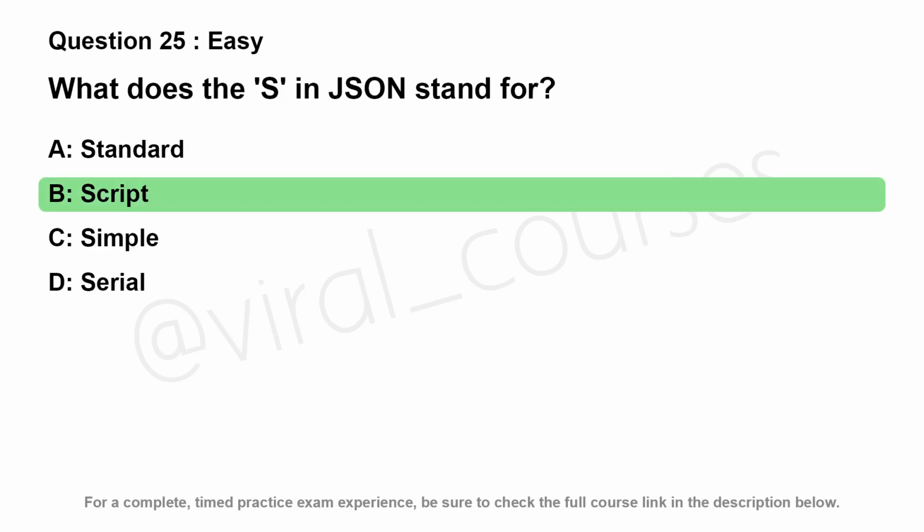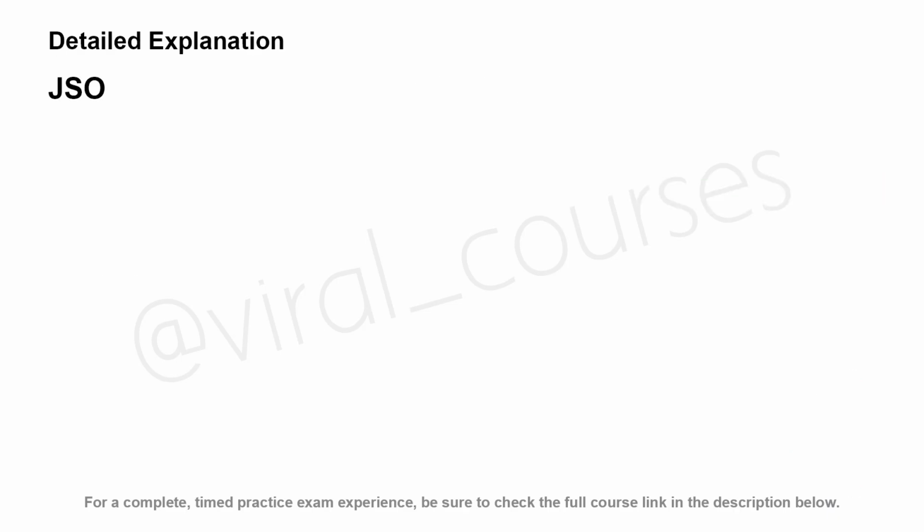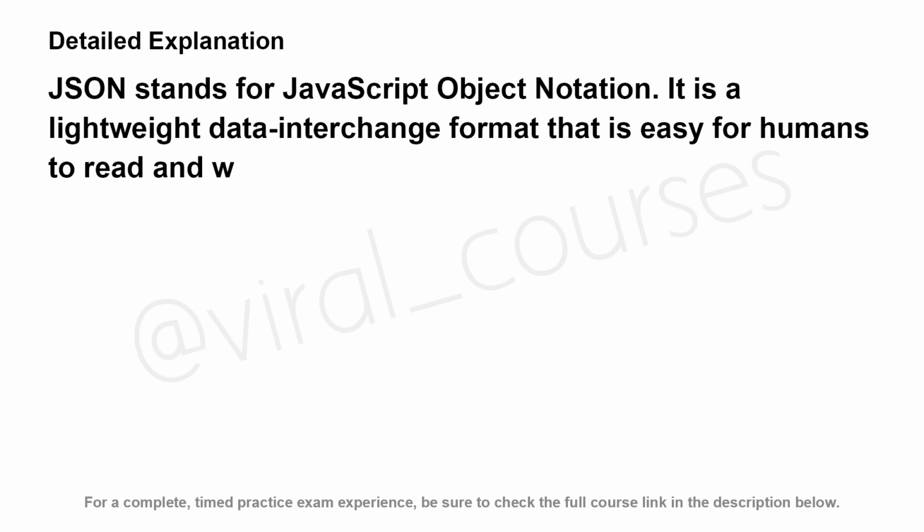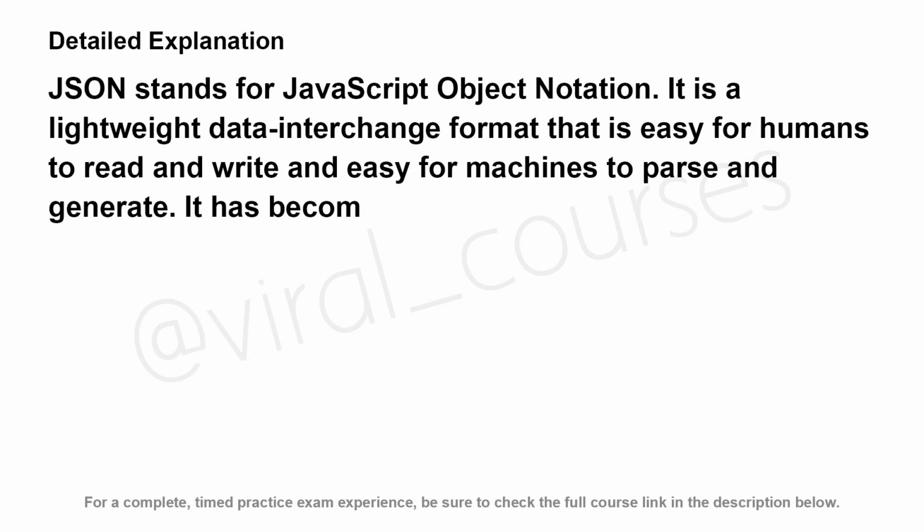The correct answer is B. JSON stands for JavaScript Object Notation. It is a lightweight data interchange format that is easy for humans to read and write and easy for machines to parse and generate. It has become the de facto standard for APIs.